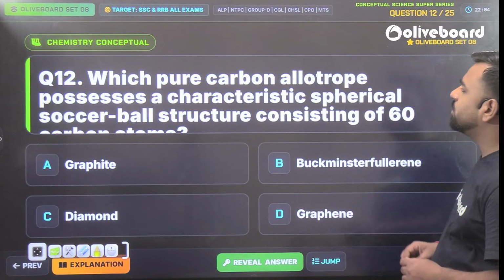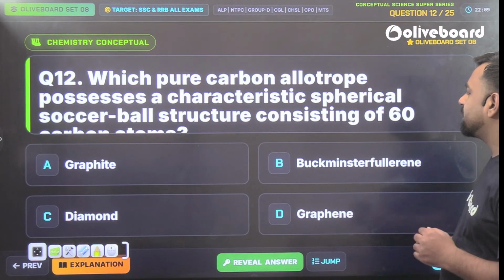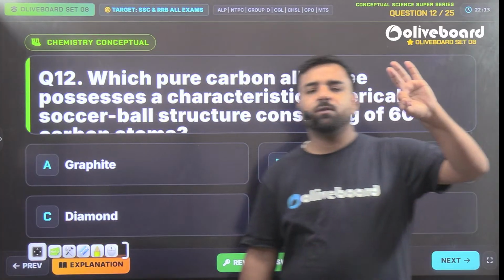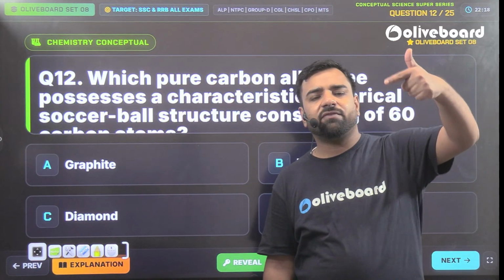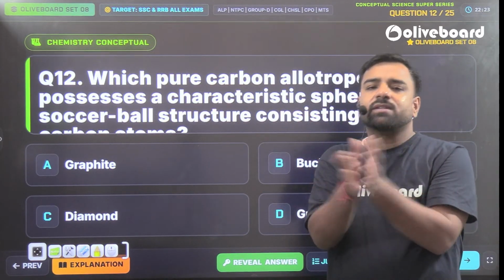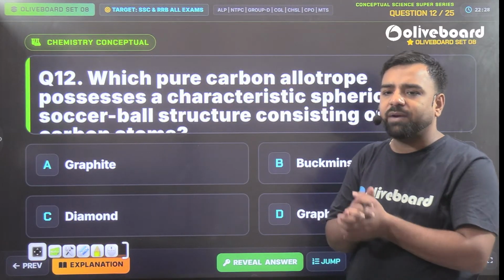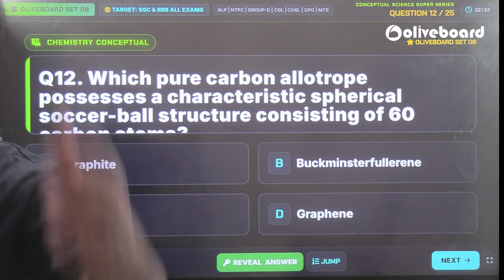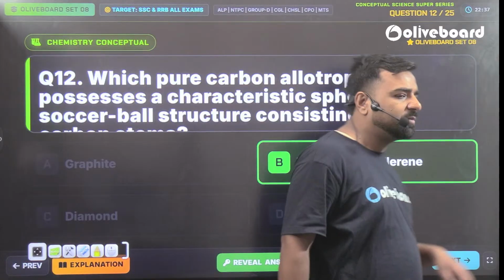Next, which pure carbon allotrope possesses a characteristic spherical soccer ball structure that consists of 60 carbon atoms? We have 3 allotropes of carbon, right? The first one is diamond, the second is graphite, and the third is fullerene. That cage-like or football-like structure is of fullerene. So the answer is Buckminster fullerene, and the first one to answer this is Utkarsh. Then we have Ankita. You all are correct, guys.